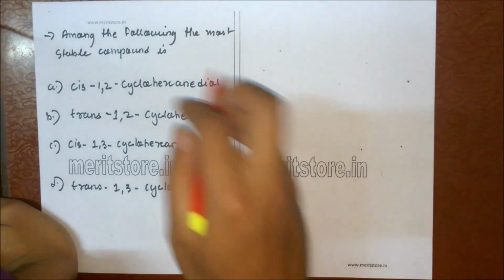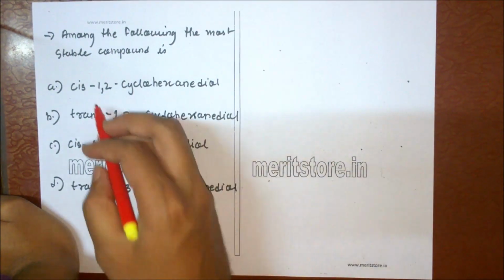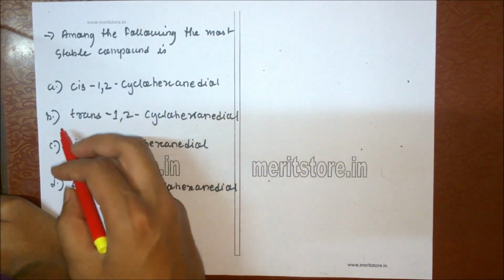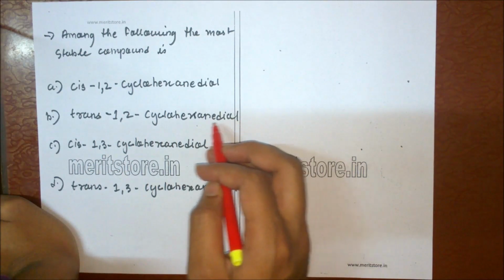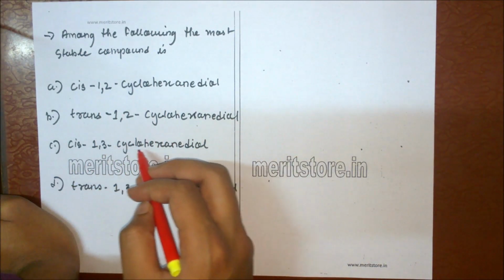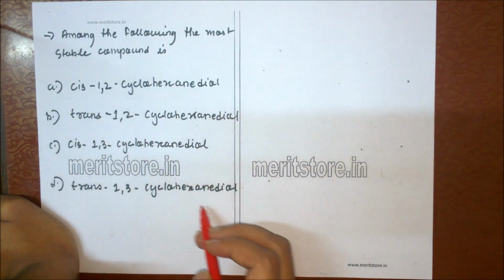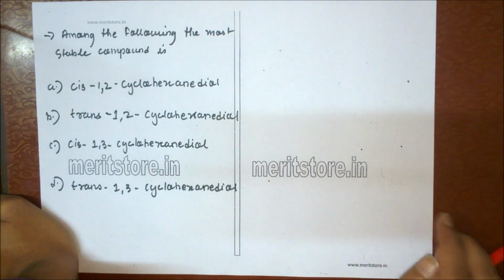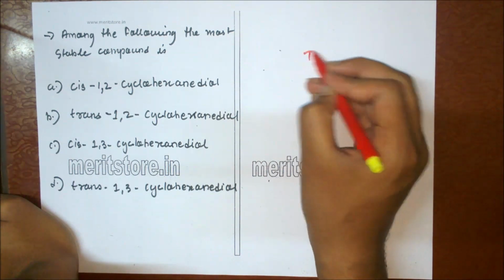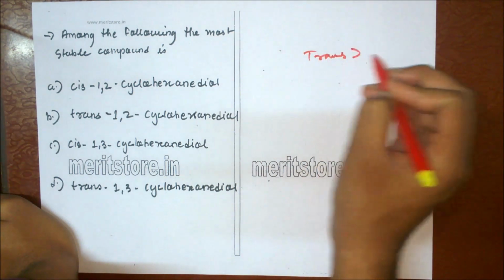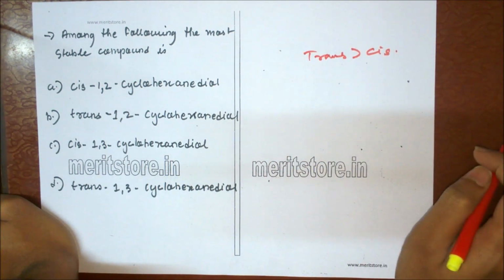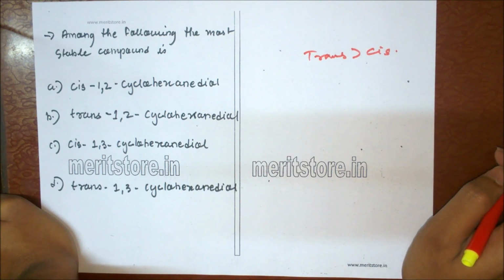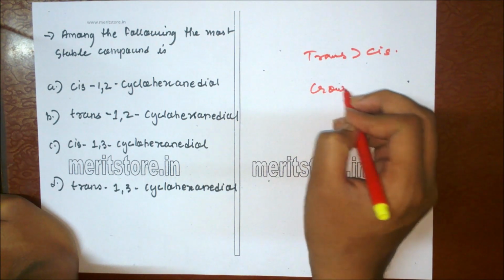Among the following, the most stable compound is: cis 1,2-cyclohexane diol, trans 1,2-cyclohexane diol, cis 1,3-cyclohexane diol, or trans 1,3-cyclohexane diol. The trans configuration is more stable than the cis configuration, because in the cis configuration the hydroxyl groups are thrown close enough together to cause crowding or repulsion.